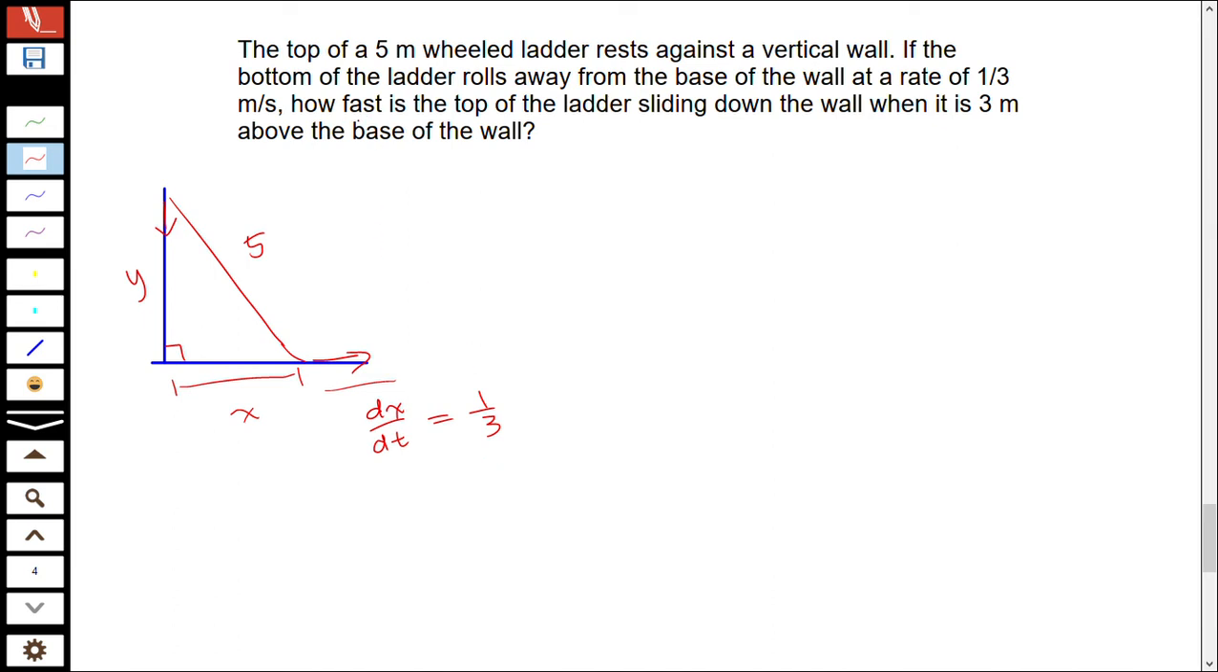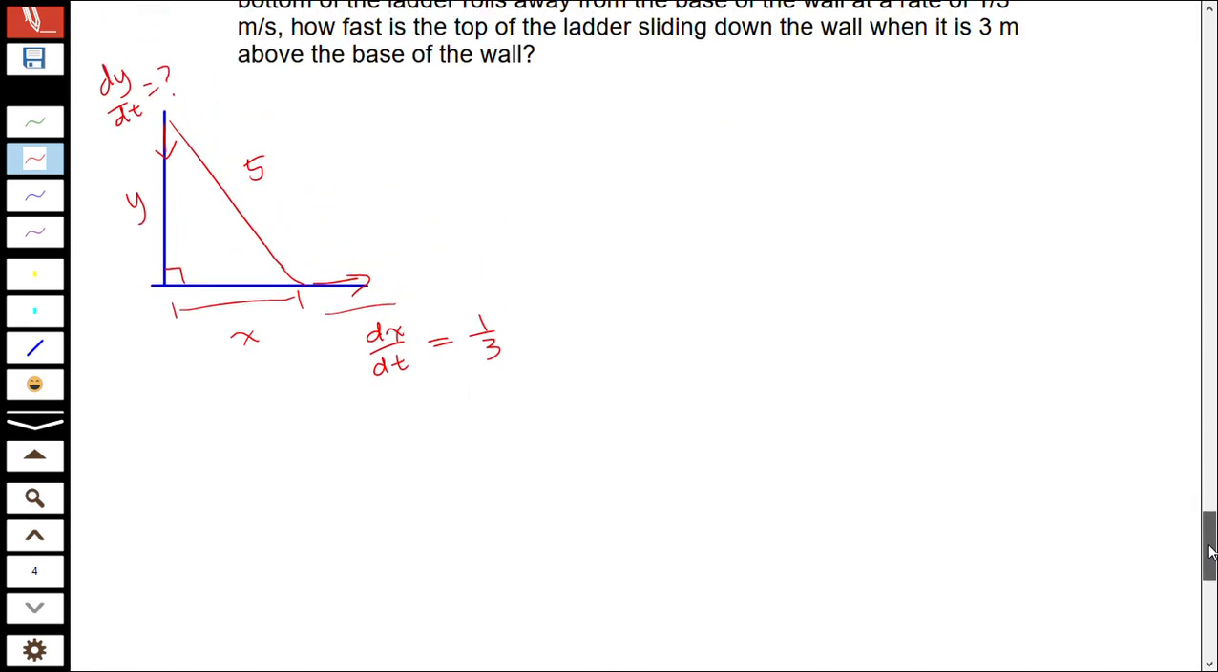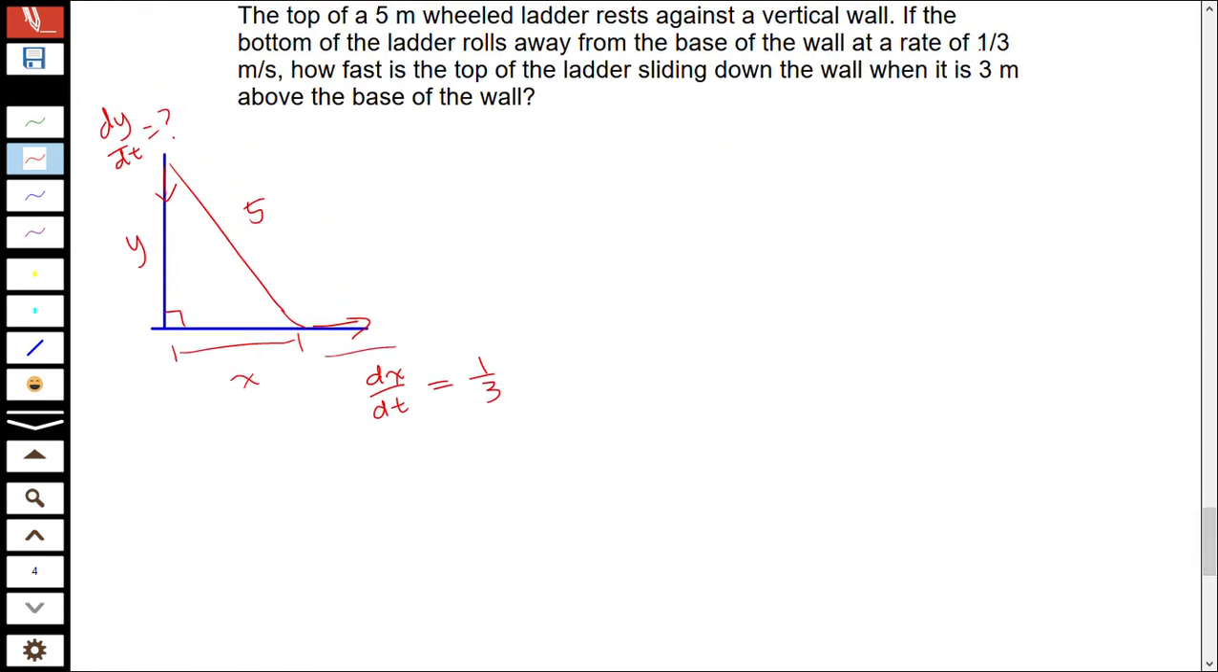And they're asking for how fast is the top sliding down. So they're asking for what is dy over dt when it is 3 meters above the base of the wall. So here they're telling us the y value. So when y is equal to 3, what is going to be the dy over dt?